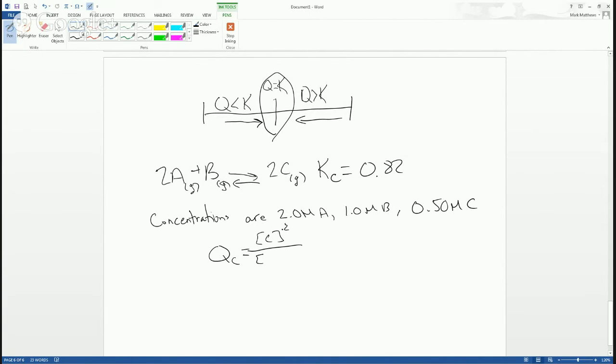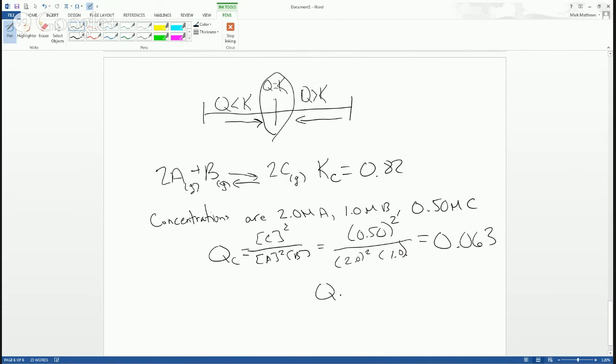So in this case, it would be C squared over A squared times B. And plugging in our concentrations that were given, it'd be 0.5 squared, over 2 squared, times 1. And hopefully I didn't screw up this calculation. It should be 0.063. So the Q does not equal K, so it's not at equilibrium.